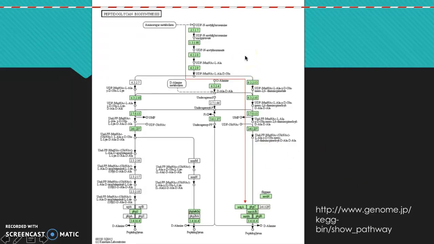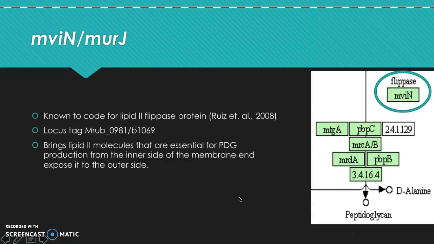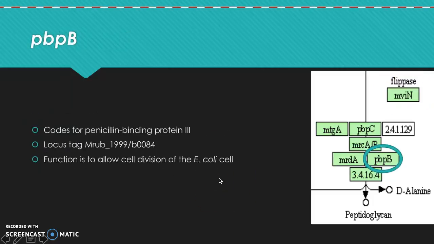Here was the first step to our annotation. We were supposed to find genes involved with a specific metabolic pathway. I chose peptidoglycan biosynthesis, and I will later show the comparison between the M. ruber and the E. coli portions of the genes that I chose, and this region I'm circling around, these are the genes that I'll be focusing on. The first gene that I chose was the mviN gene, which codes for lipid II flippase. Its function is to bring lipid II molecules that are essential for peptidoglycan production from the inner side of the membrane and expose it to the outer side.